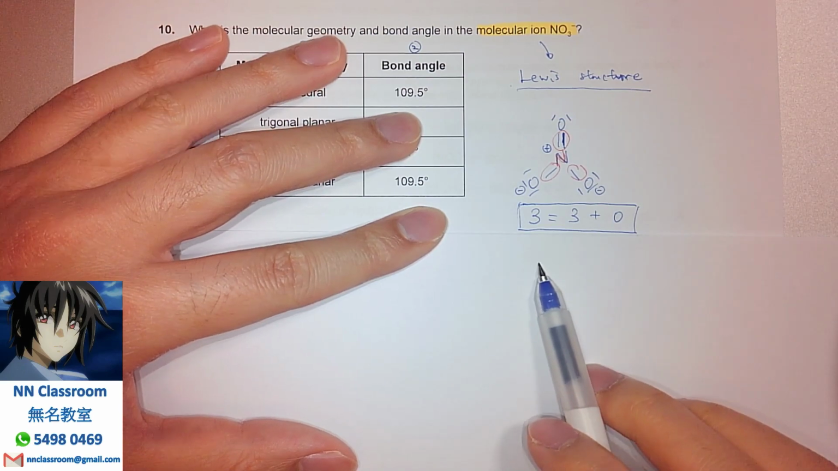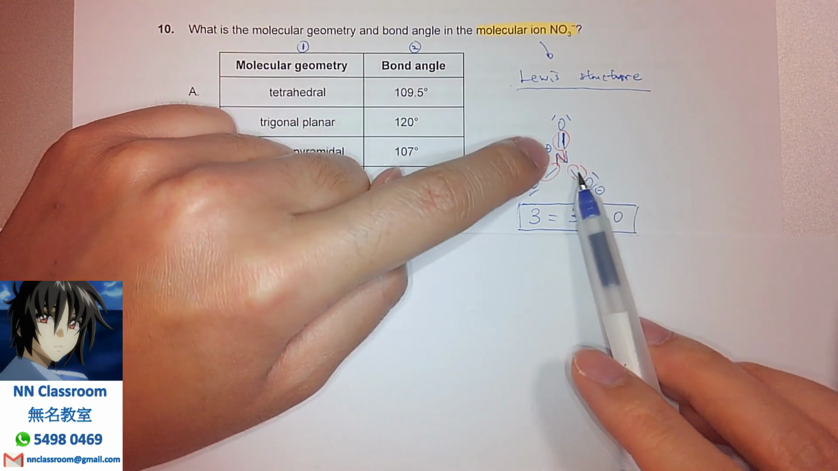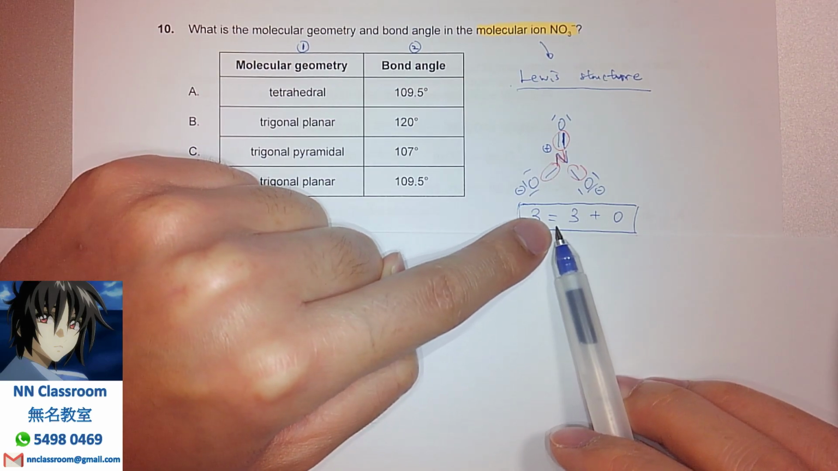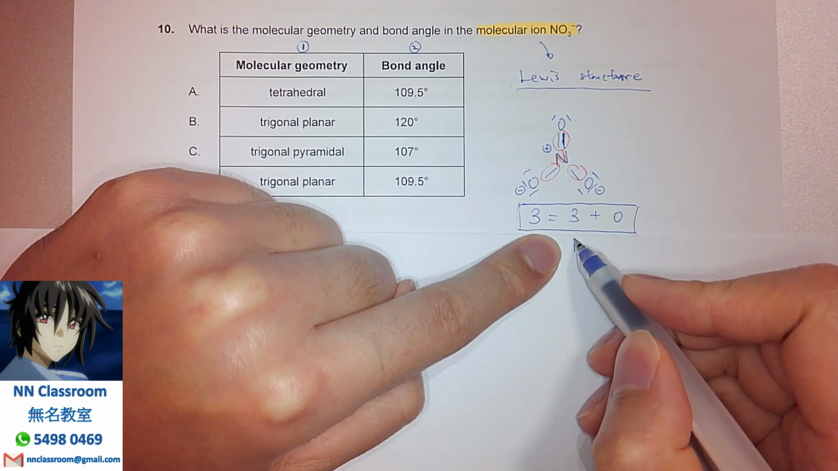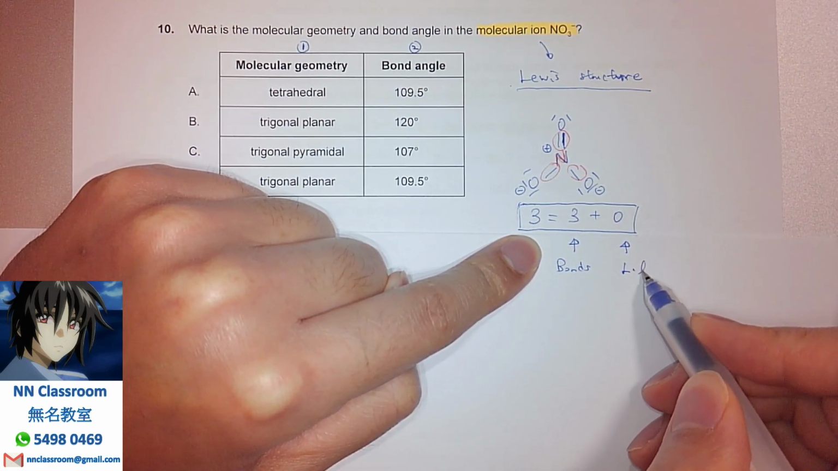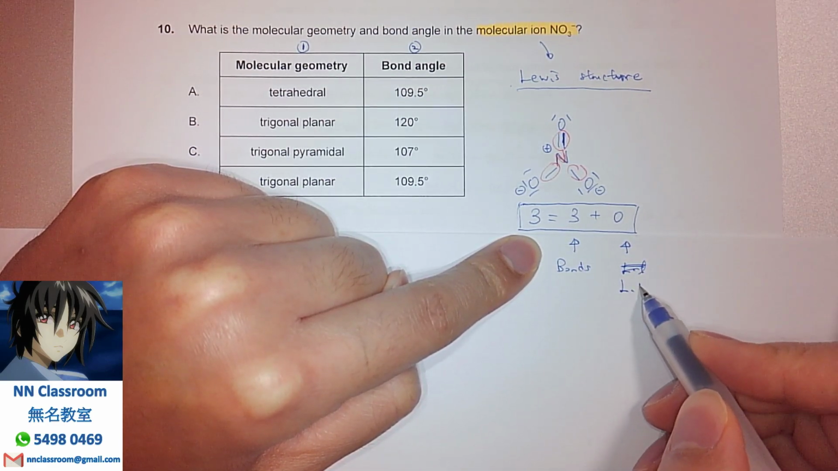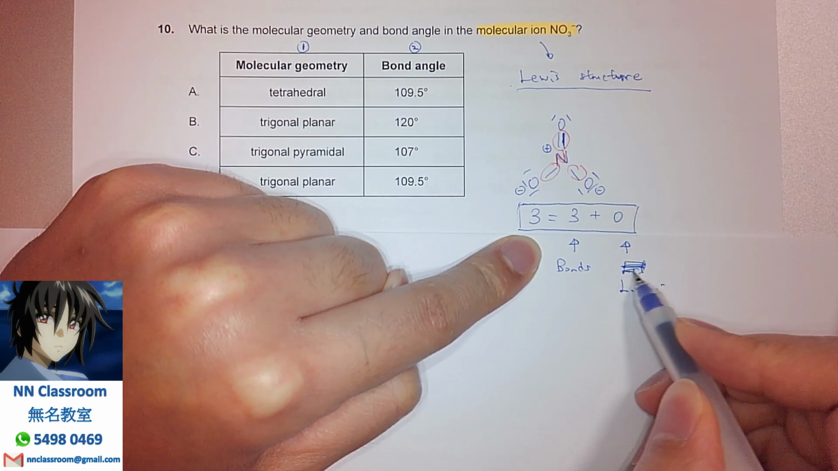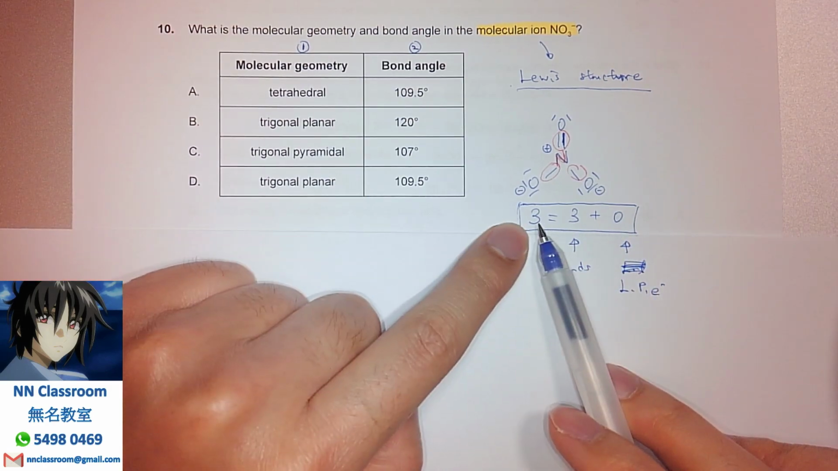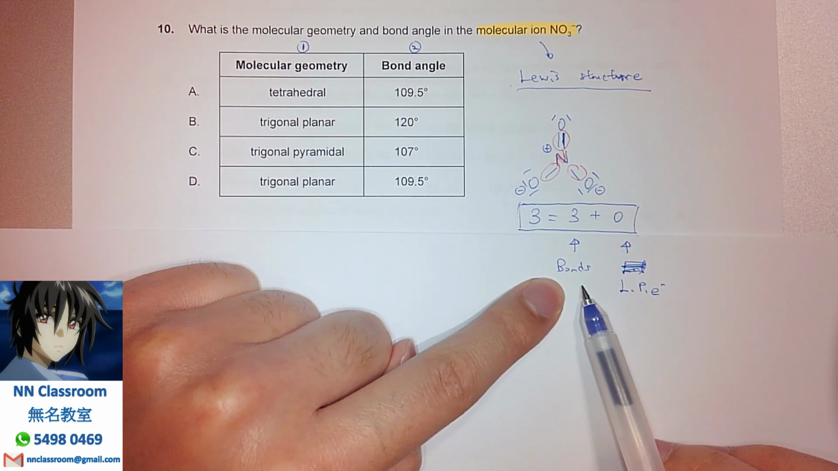The outcome, after having the Lewis structure, deduce from the central atom: the total electron domain equals the total number of bonds plus the total number of lone pair electrons, right? LP electrons, I simply say, lone pair electrons, right? So in this case, no lone pair, so all the electron domains go to the bonding domain.